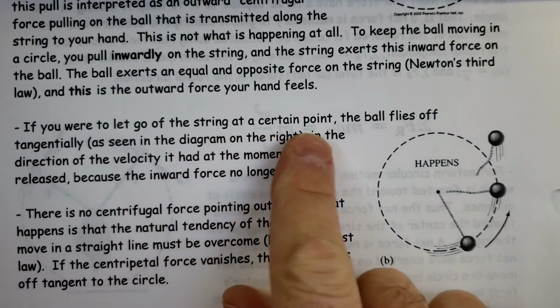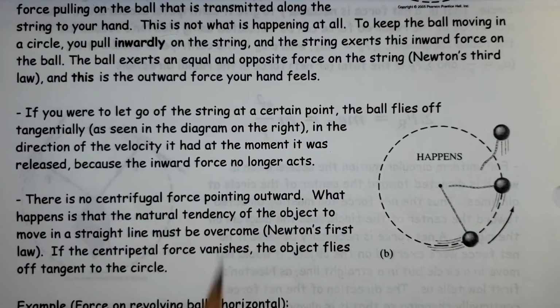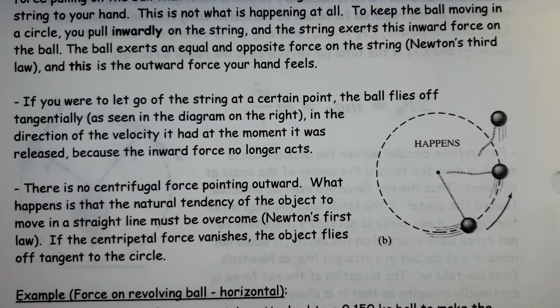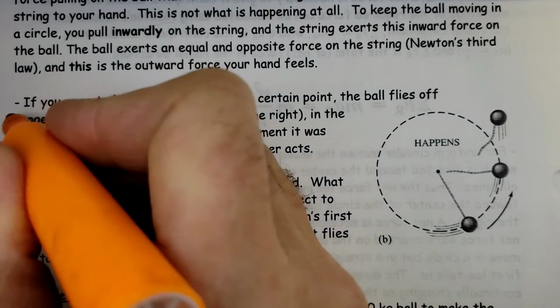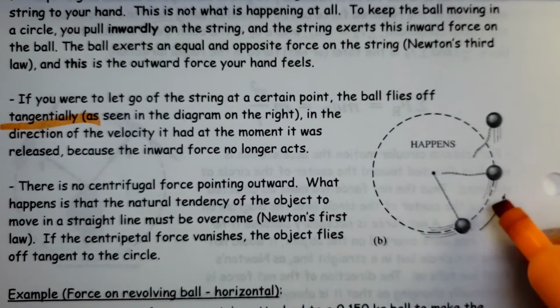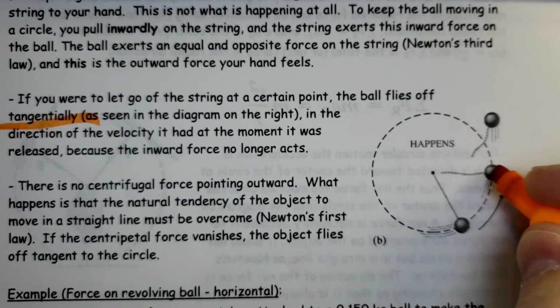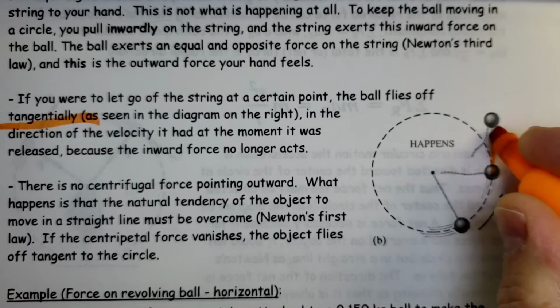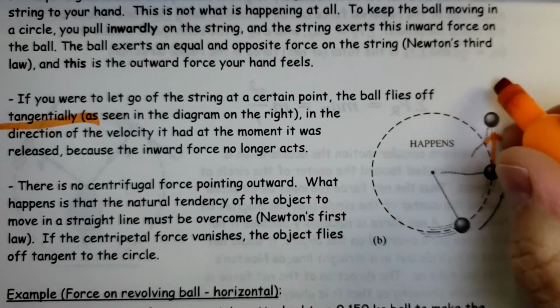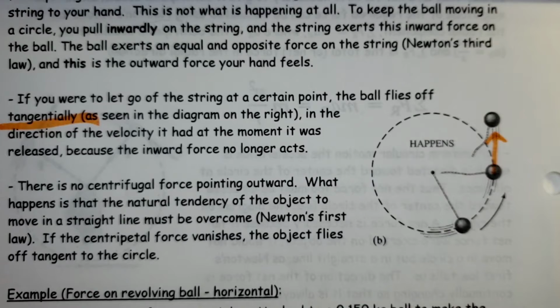If you were to let go of the string at a certain point, the ball, of course, flies off tangentially, so off on a tangent, just like we've talked about before. So if I let go of the string, it wants to fly off. If I let go of it right here, of course, from those vectors on the previous page, it wants to keep on going in a straight line, so it flies off, because Newton's first law suggests that.